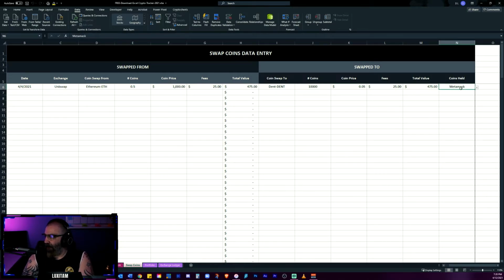And I'm holding it here. So it's 5 cents a token. You got 10,000 Dent now sitting in your MetaMask. You exchanged, you swapped Ethereum for your Dent. That's where this transaction sheet will be.